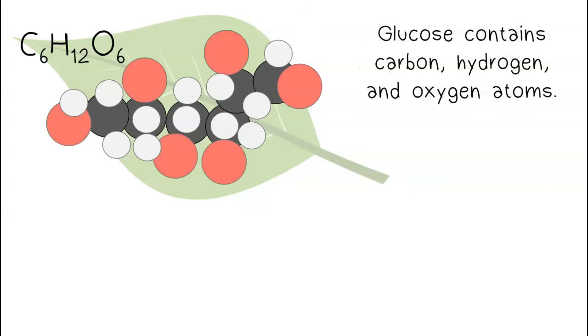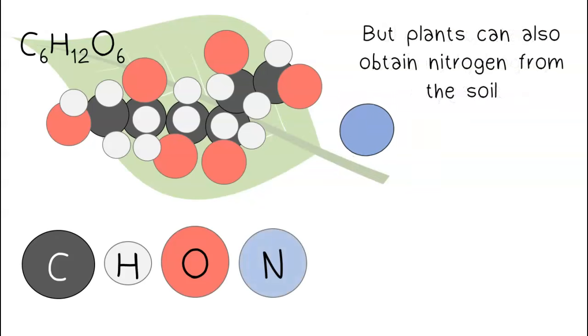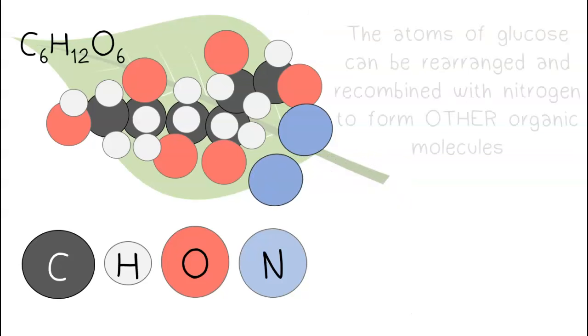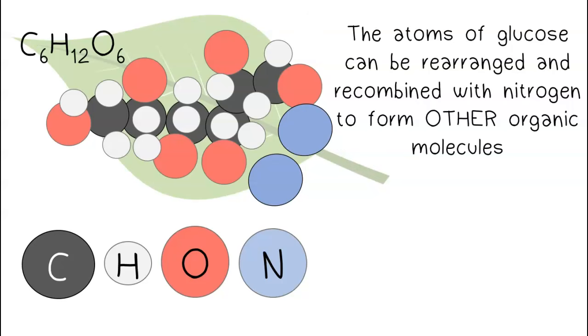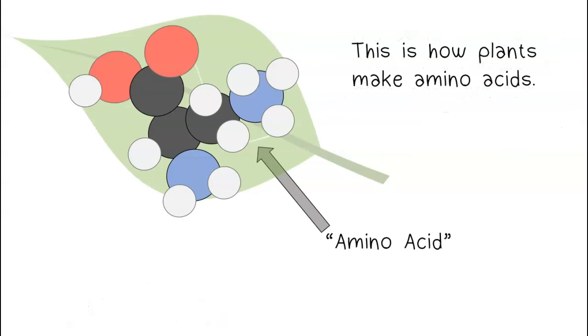Well, glucose contains carbon, hydrogen, and oxygen atoms. But plants can also obtain nitrogen from the soil. The atoms of glucose can be rearranged and recombined with nitrogen to form other organic molecules. This is how plants make amino acids.